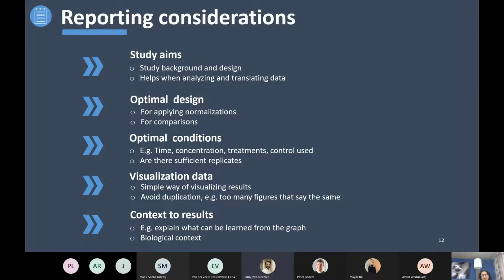And it's very important, I think, not just to provide a list of these kinases or peptides, but to give some context, for example with a volcano plot. What is a volcano plot or a PCA plot, what differences do we see, and why? Try to add some biological context to the results.